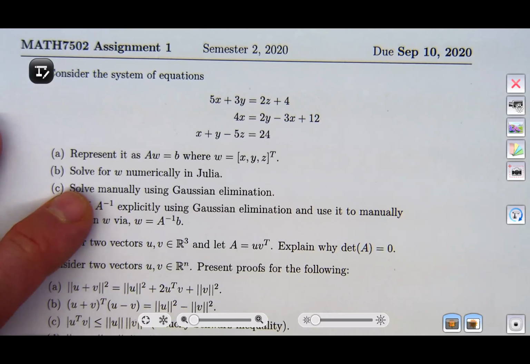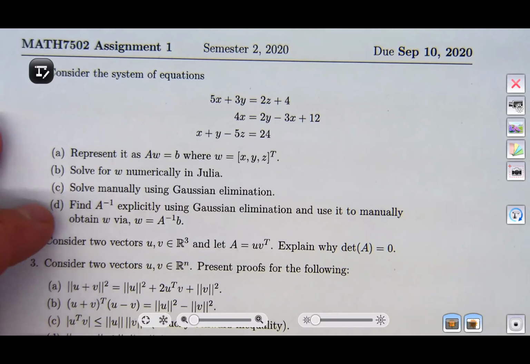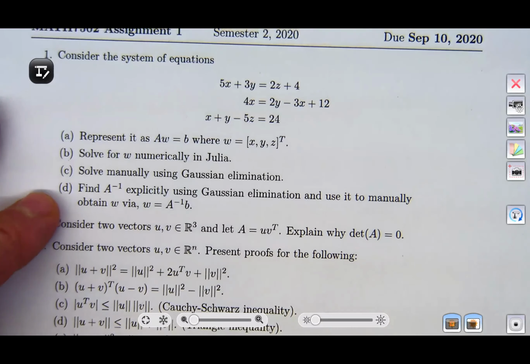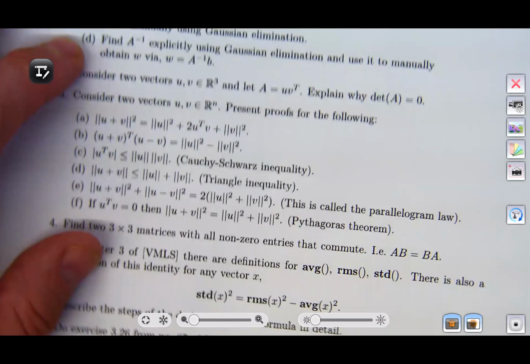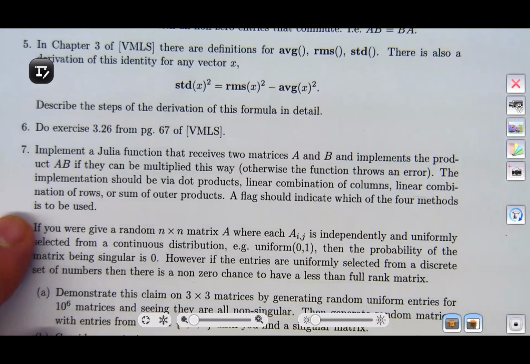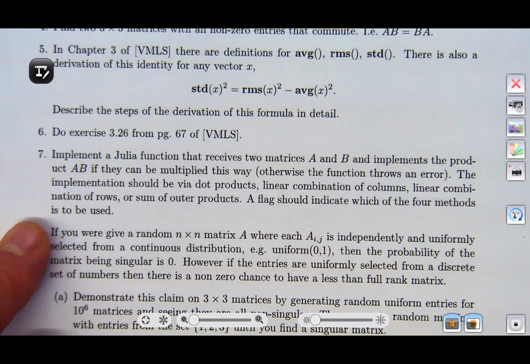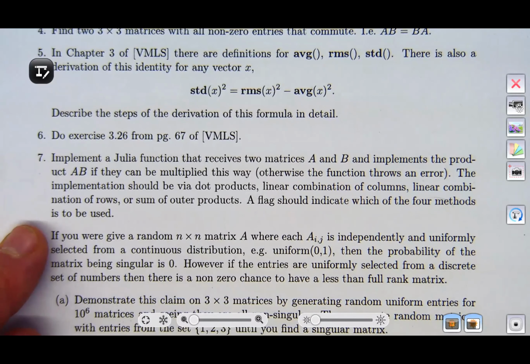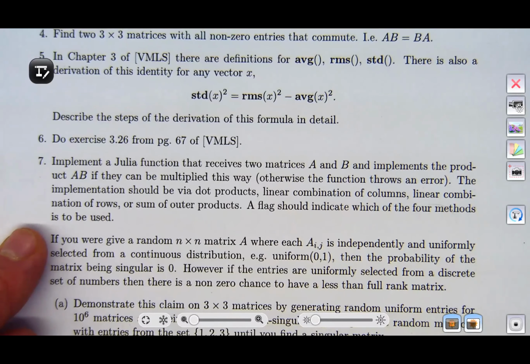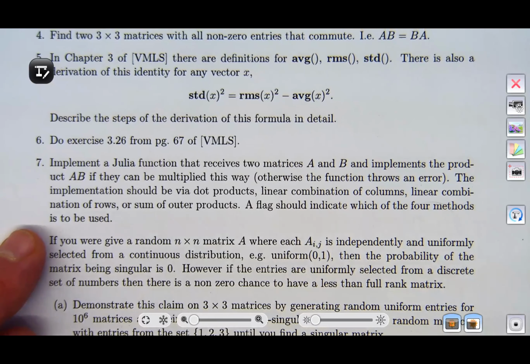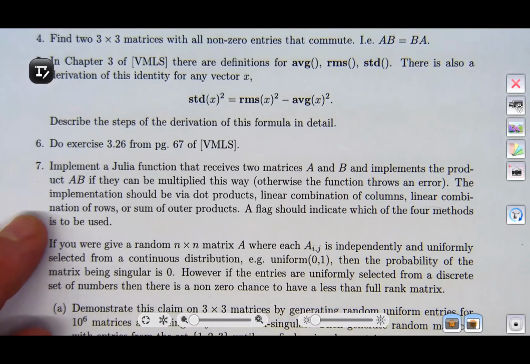I think you're going to include your Julia code because, and you might need to ask Yoni about this, right? But what I'm thinking about is question 7, which is surely a little bit more involved than part B of question 1. So let's read question 7. Implement a Julia function that receives 2 matrices, A and B, and implements the product AB if they can be multiplied in this way. Because sometimes AB is not defined, right? So, all right, let's read on.